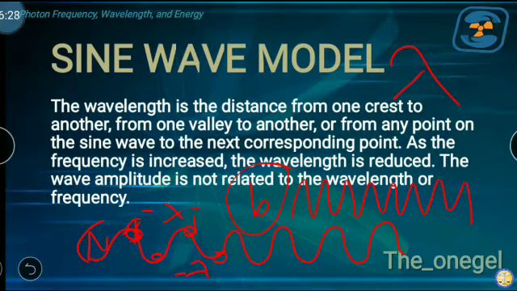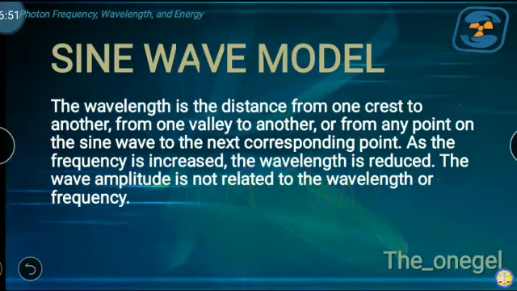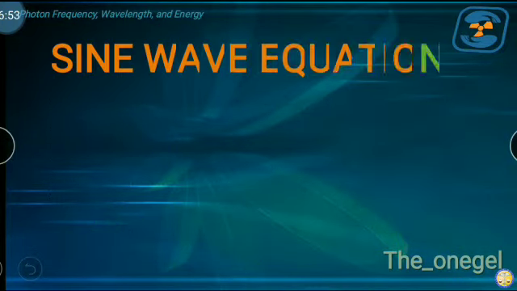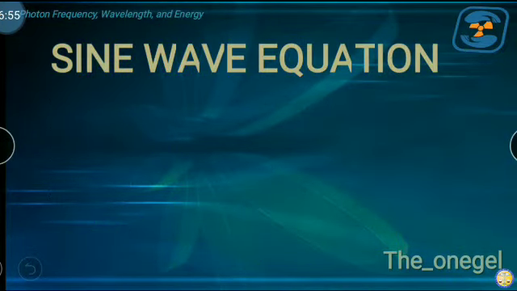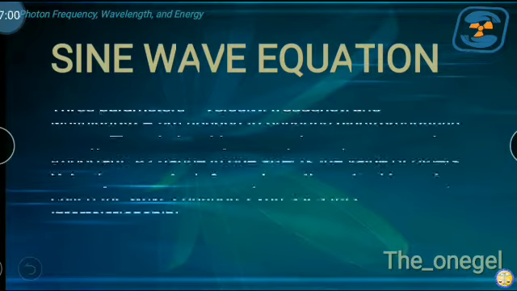Tama ba yung sinabi ko? Hindi ba kayo na-confuse? Again, pag mahaba ang wavelength, mababa ang frequency. Pag mababa ang wavelength, mataas yung frequency. So, they are inversely proportional. Okay, so ito yung sinasabi natin kanina, the relationship of the frequency and the wavelength.